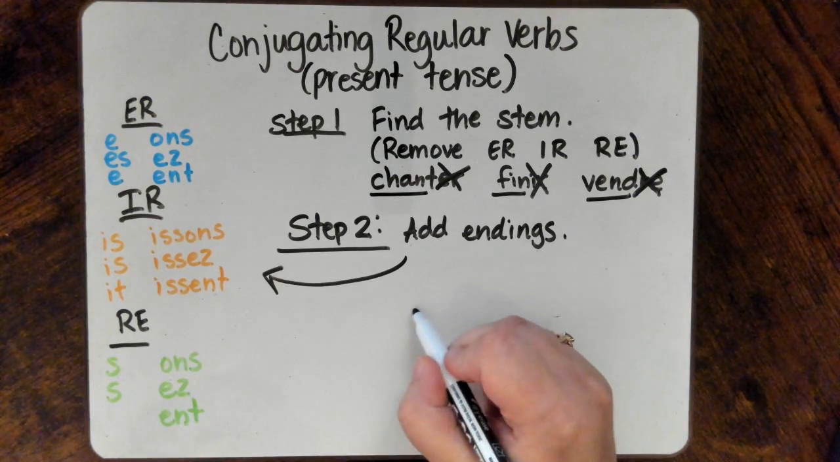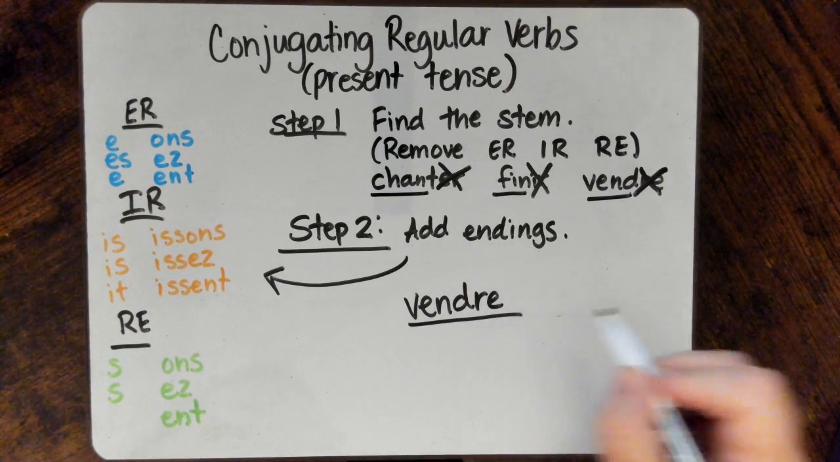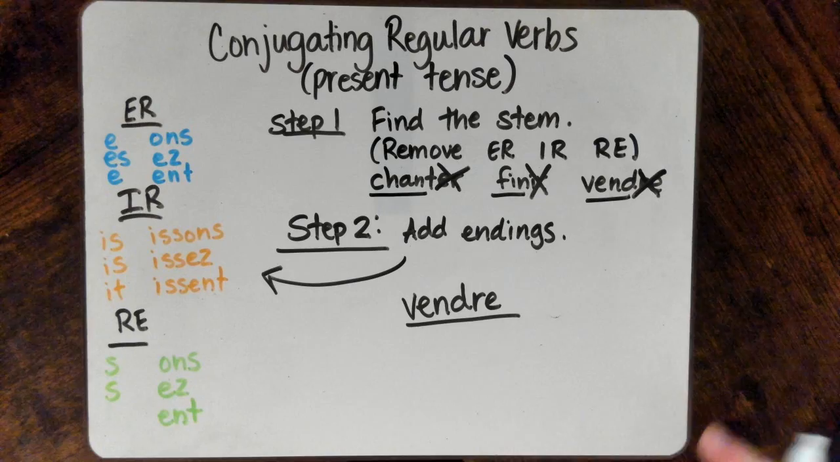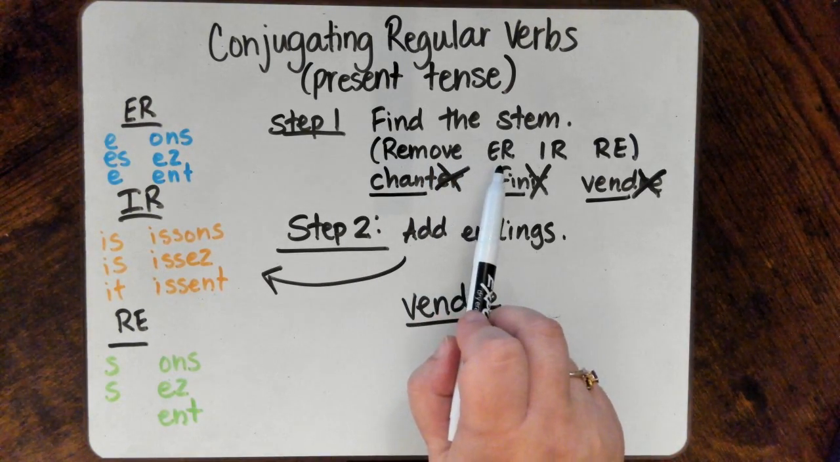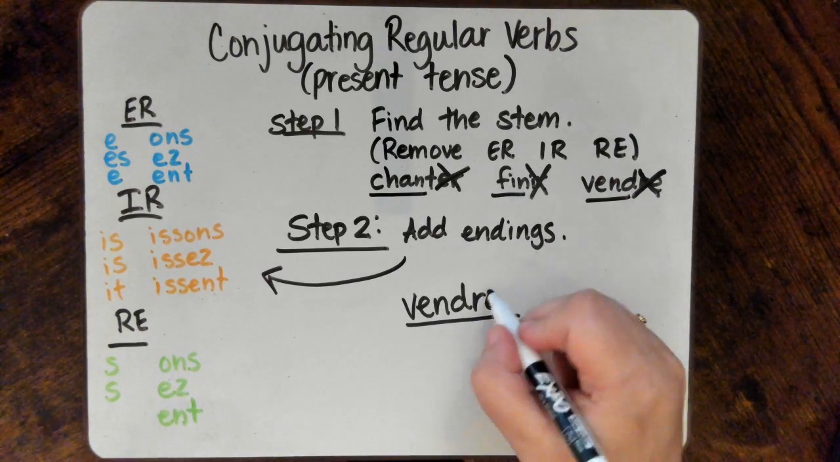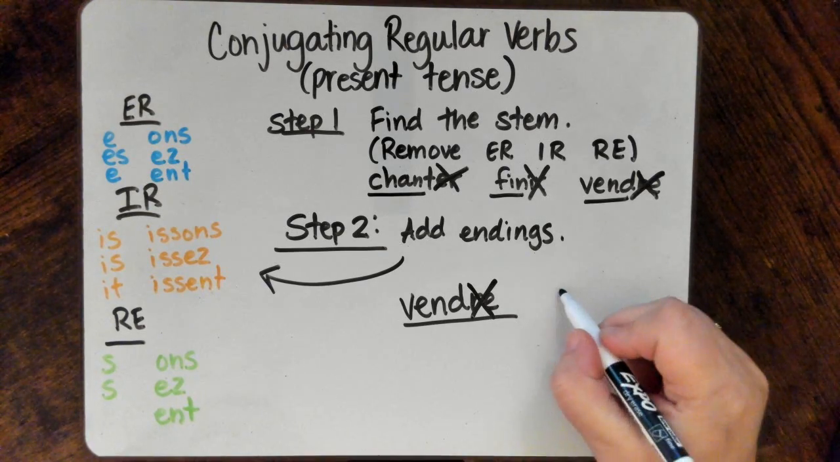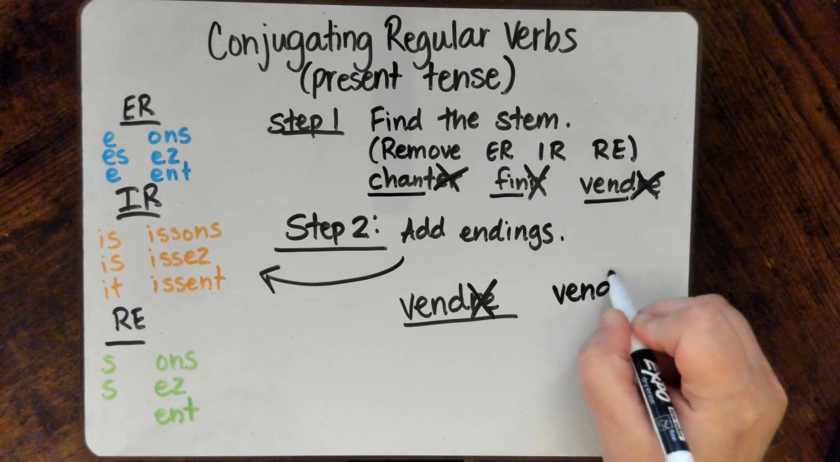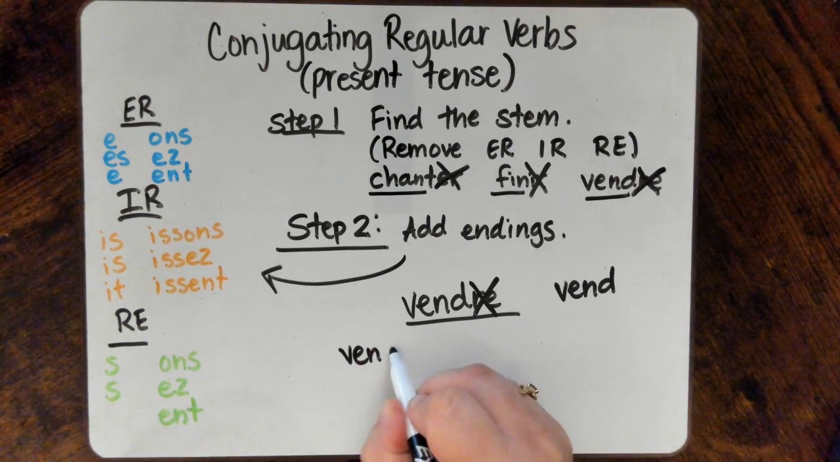Okay, now we're going to try conjugating the verb vendre, to sell. Step 1 is find the stem. To find the stem, you remove either the ER, IR, or RE. In this case, it's RE. So we remove the RE. The stem that we're left with is VEND. We're going to write that down 6 times.